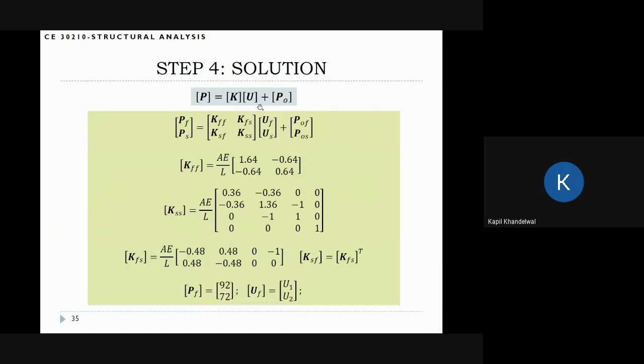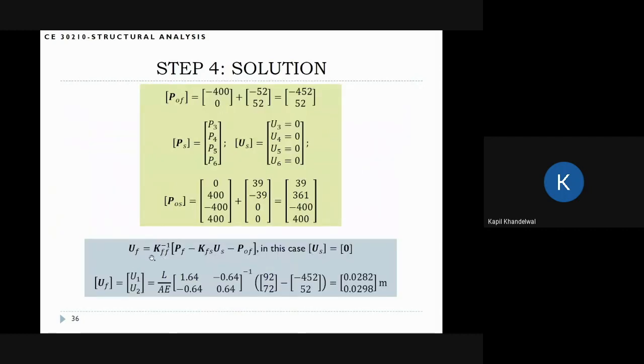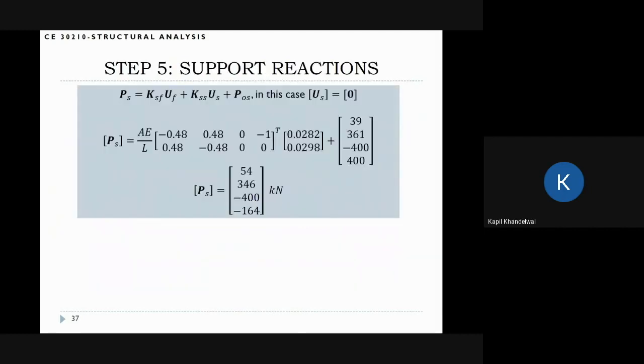These are the different blocks I'm showing for the system, and we want to solve for the unknown displacements or the support reactions. If we try to solve for the unknown displacements, the calculation is simple. We just have to realize that in this case, US is 0. So KFS US, this term is 0, and this calculation is not needed. So we just need to put KFF inverse PF minus POF. So this is the calculation, and we can get U1 and U2.